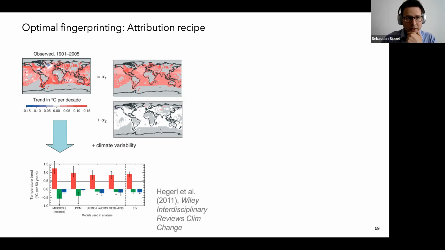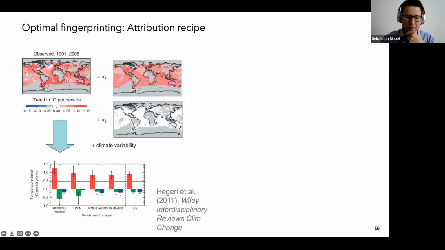And the idea now is that these alpha 1 and alpha 2, your two regression coefficients in this case, are called scaling factors. If you end up with a scaling factor of 1, that means that your greenhouse gas pattern from the models has the right magnitude to, in a sense, explain the observations. If you end up with a scaling factor of 0, it means that you don't find any signal of your greenhouse gas fingerprint in the observations.